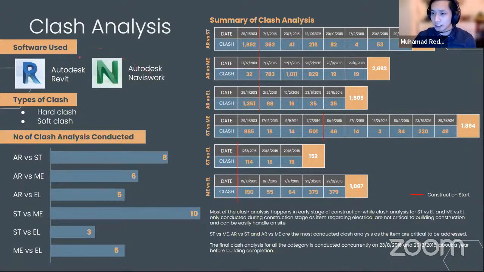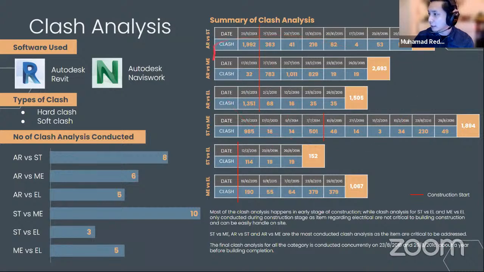The software used for clash analysis: at the early stage they used Revit, and then they moved to Navisworks. The types of clash are hard and soft, I'll explain later. Based on the cumulative report that I have, we can see that the most analysis conducted is between structure, M&E and architect. The least is between electrical, because it's not so critical. It's a small device you can adjust later towards the construction stage.